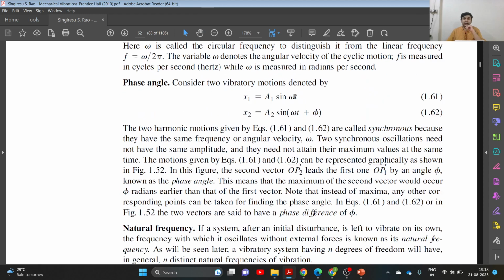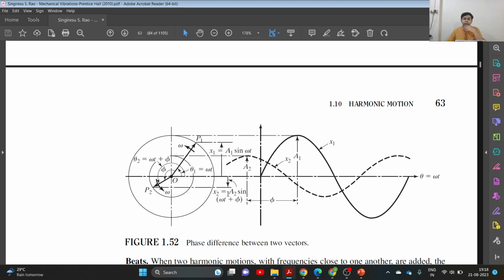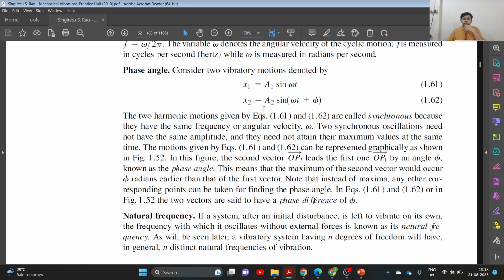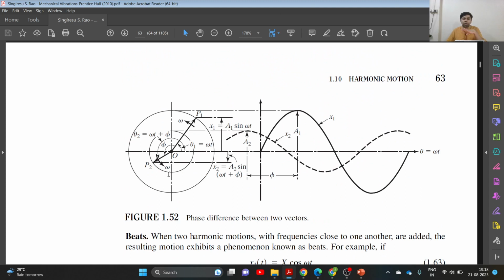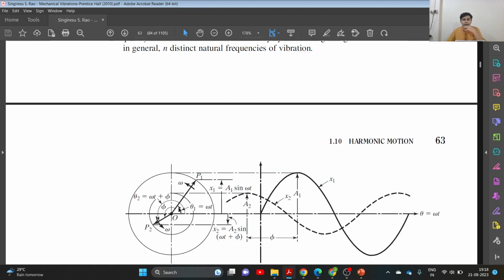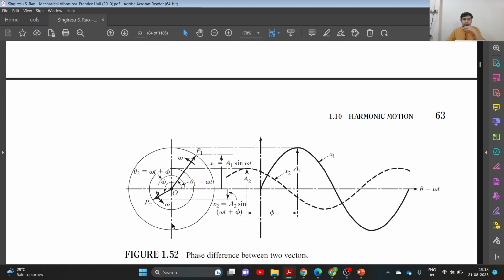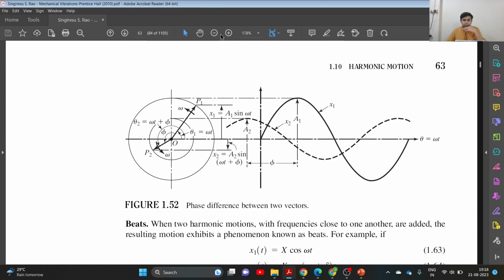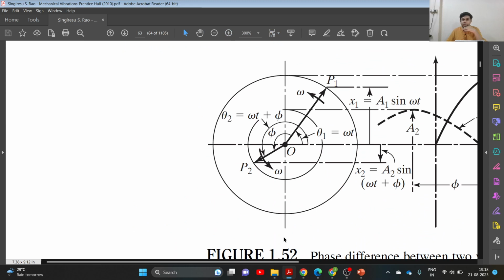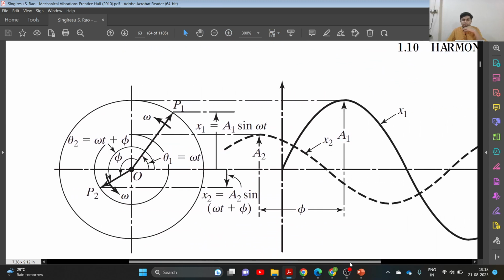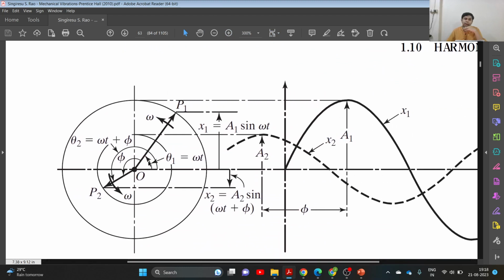And see here, you are assuming that this vector x1 is rotating at some angular velocity omega 1, and the other one will be rotating at some angular velocity omega 2. Now let us say this is the snapshot of this circle. So in this case, if the angular velocity omega of both is same, then if you add up the vector sum of OP1 and OP2, it will be one vector, and the phase difference between them will remain constant, right?